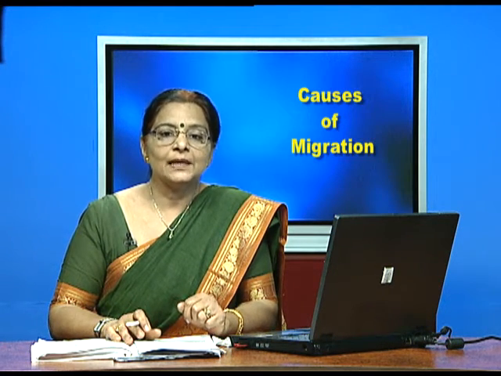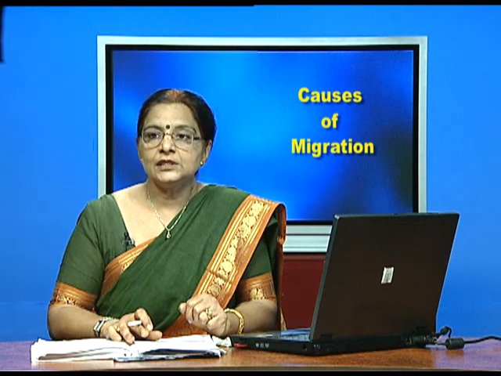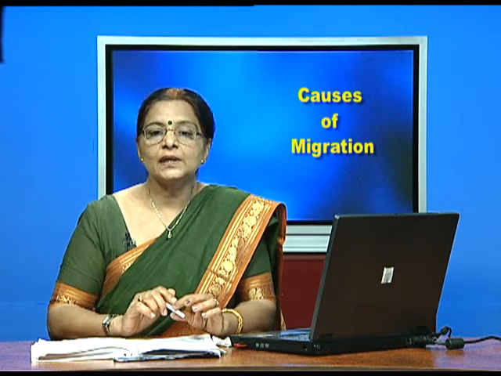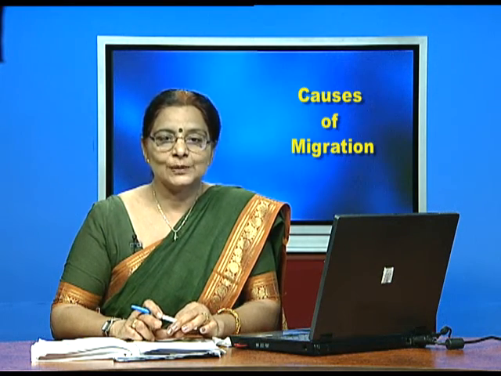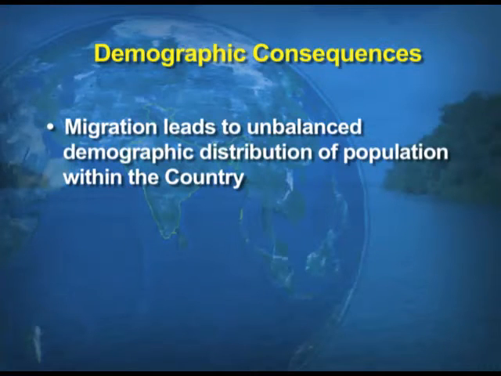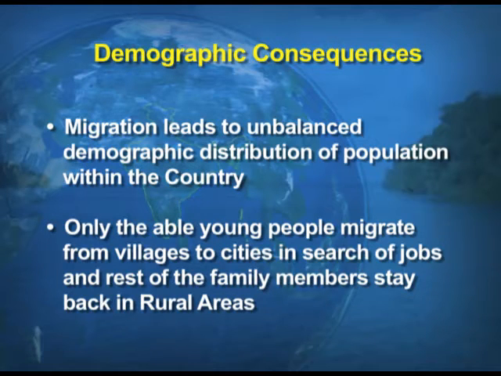But this unregulated migration to the metropolitan cities sometimes has caused the overcrowding and the growth of slums. Now, we talk about the demographic consequences. Migration leads to the unbalanced demographic distribution of population within the country, because only the able young people migrate from villages to the cities in search of the jobs. Then what is the negative impact of their migration? You can find the imbalance in the age and sex ratio in both the areas they migrate to and the areas they migrate from.